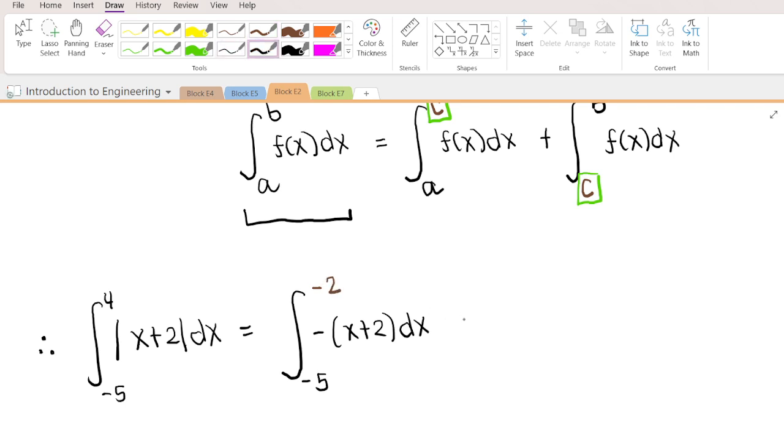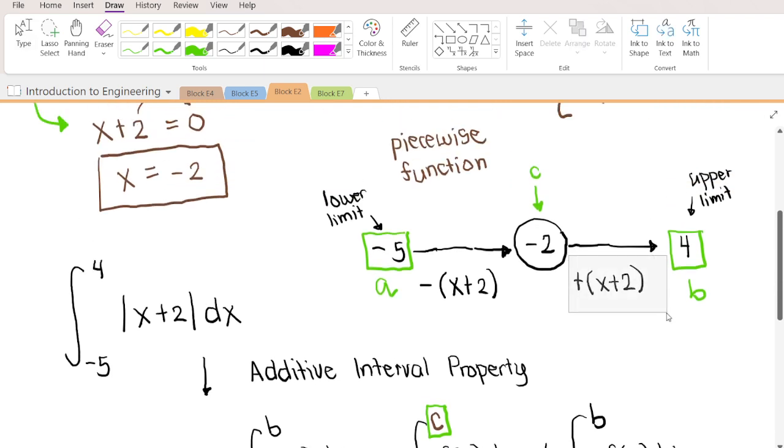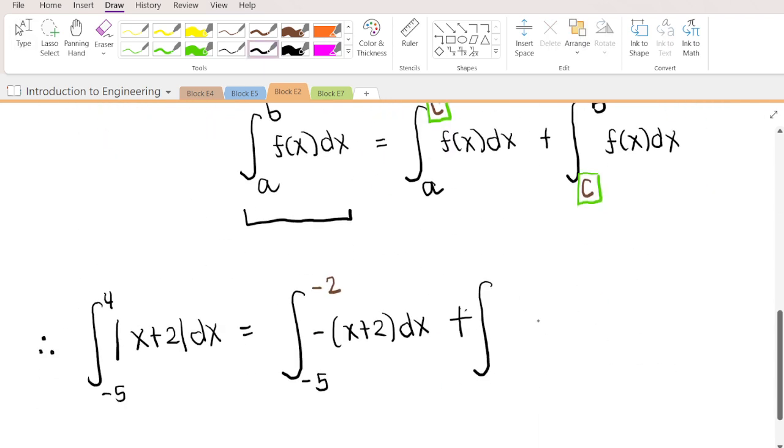Okay. That is the first fragment, or the first section according to our additive interval property. The second one is the integral of the other function, which is positive x plus 2. So the positive x plus 2, or you can just erase the positive since it's given that it should be positive inside the integrand. Positive x plus 2 with respect to x. And then we have negative 2 and positive 4.